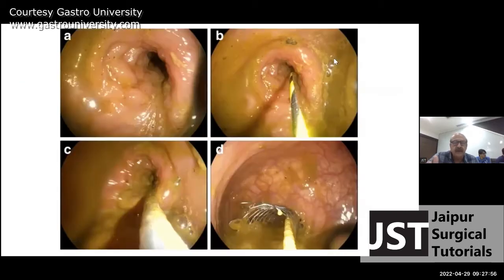Again, the same procedure: you find that this is a colonic obstruction, and initially you see the obstruction, push in the wire, then push in the introduction system with a compressed stent inside, and then under fluoroscopic guidance you deploy the stent, and after deployment you can see the gush of stool coming out.